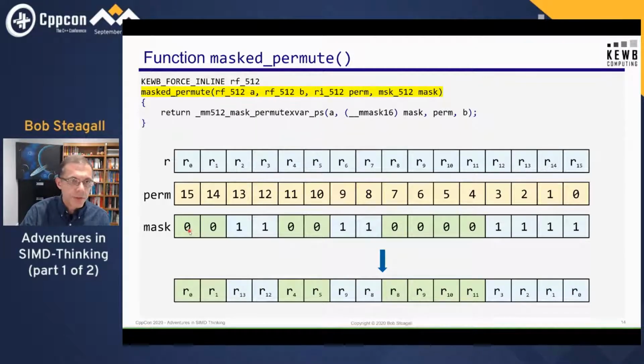And likewise, you can do the same sort of thing with masking. You can have the permutation register and you can have the mask. And then everywhere the mask is 0, you get the values from the original register. Everywhere the mask is 1, you get the permutations. So for example, the mask bits are 0 here, so I get R0 and R1. Here the mask bits are 1, so I'm going to get R13 and R12, which I do, and so on and so forth.